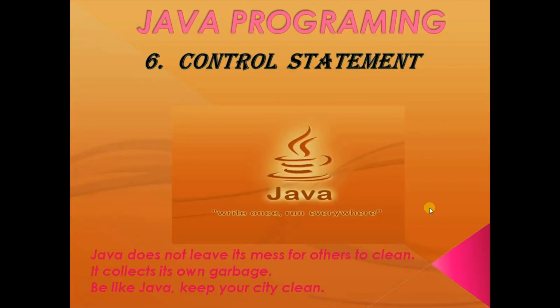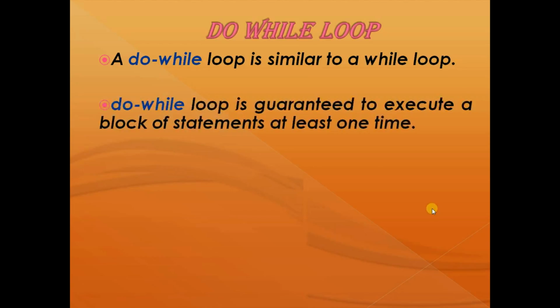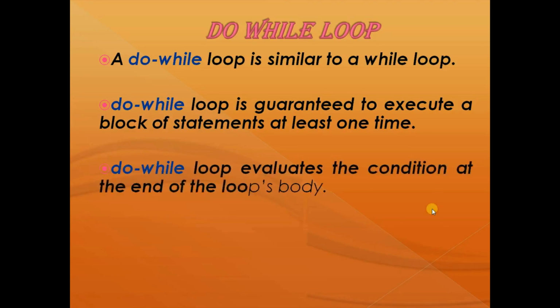In this video, I am going to discuss another iteration type control statement, that is the do while loop. So what is a do while loop? A do while loop is similar to a while loop, except that a do while loop is guaranteed to execute a block of statements at least one time. This happens because the do while loop evaluates the condition at the end of the loop's body.